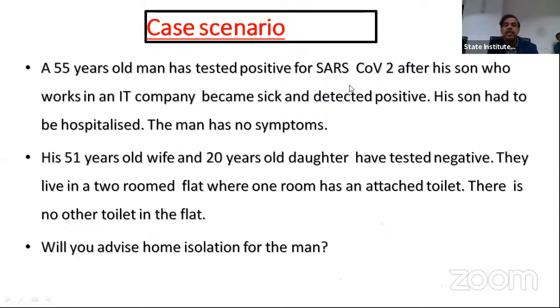You can send me your answer in the chat box also. So only one toilet, and the household members are not infected. Ideally, with a single toilet, we should not advise home isolation, right? But if the patient does not want to be hospitalized and you don't have any other option, then you should tell the patient and the caregiver how to sanitize the toilet, and what the timing should be after the patient has used the toilet.